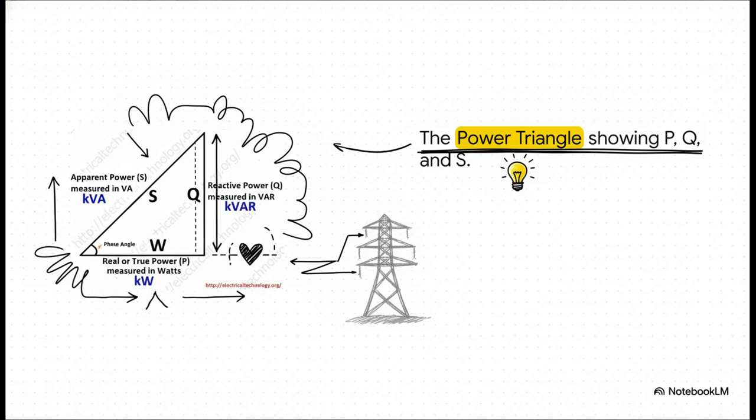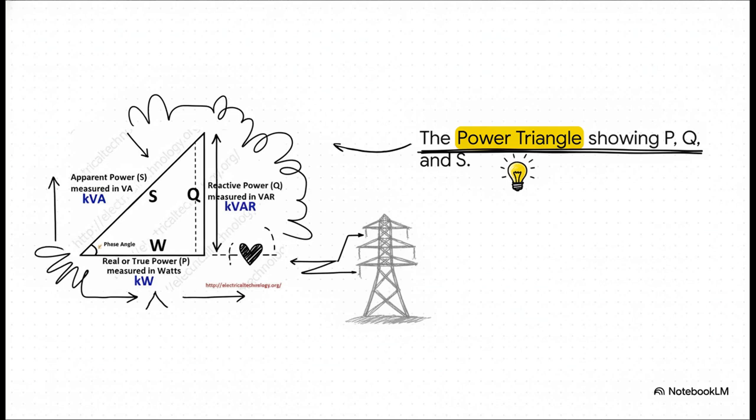So, how do these 3 components interact? Well, it's all perfectly illustrated by the famous power triangle. Think of the real useful power P as the flat bottom base of the triangle, and the reactive power Q rising up on the vertical axis. Your apparent power S is the diagonal hypotenuse connecting them. And the geometry here is absolutely everything.